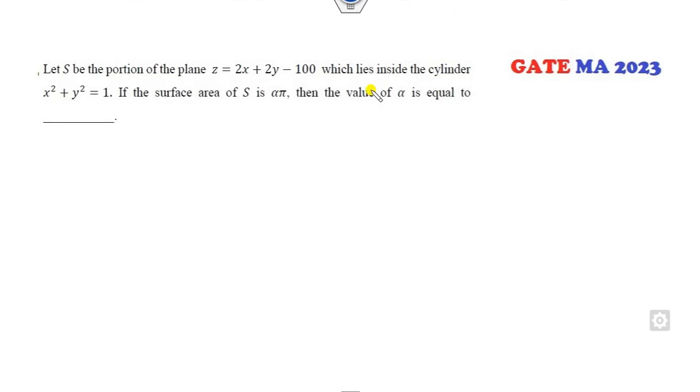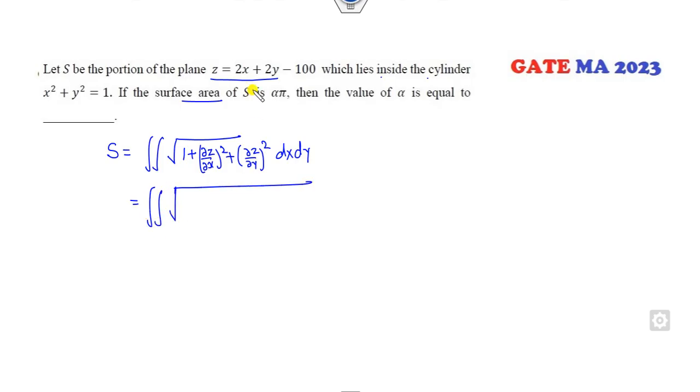Look at one more question here. Let S be the portion of this plane which lies inside the circle. The surface area is given to be this. Again I can apply the same rule, with z with respect to y into dx dy. What is the value of partial derivative of z with respect to x? It is 4. 2 square is 4. This is again 4 into dx dy. What is the graph of dx dy? It's a circle.